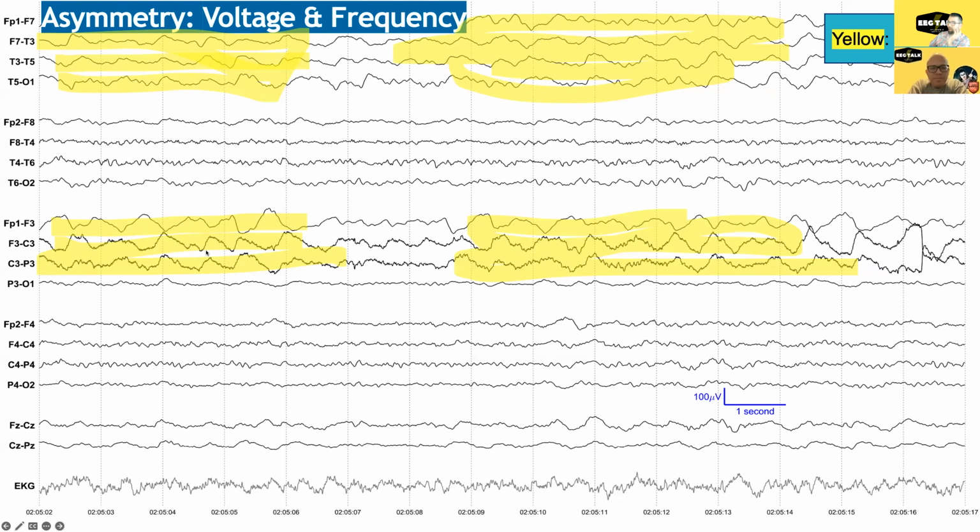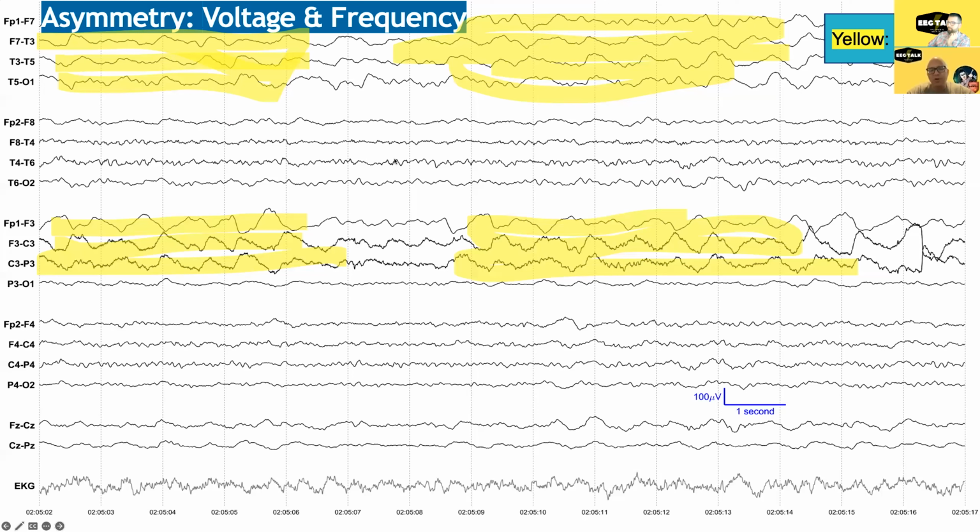And so that's a marked asymmetry in frequency because it's more than 1 hertz, right? Yeah. And then the amplitude is also a lot higher on the left, isn't it? I think so. So is it more than 50%, you think? I think it is. Okay. So we have asymmetry in 2 things. So here we would say focal delta slowing on the left with markedly asymmetric voltage.